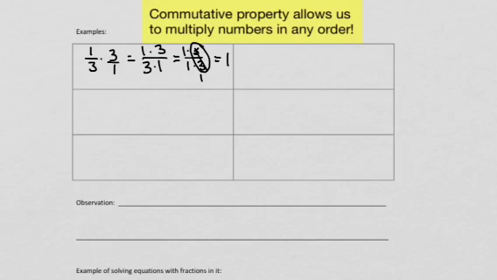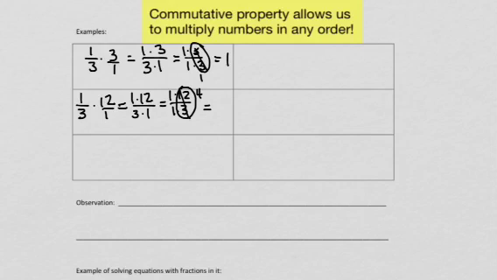Let's do another one. So if I have 1/3 times 12, I'm going to put the 12 over 1 like I always can. I'm going to multiply the tops, 1 times 12. I'm going to multiply the bottoms, 3 times 1. And then I'm going to use that commutative property. So 1 times 12 over 1 times 3. So I switch the order of the bottom numbers. Then I can see that 12 over 3 means 12 divided by 3, which is 4. So I actually get 1 times 4 over 1. So that is 4.